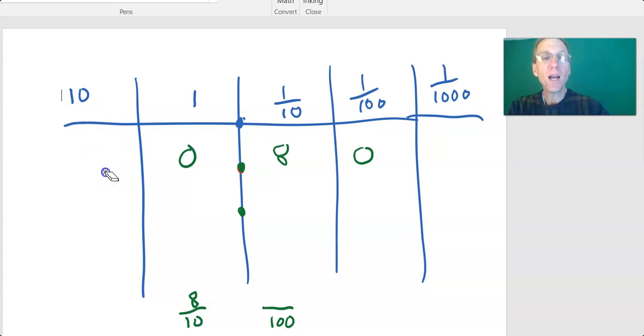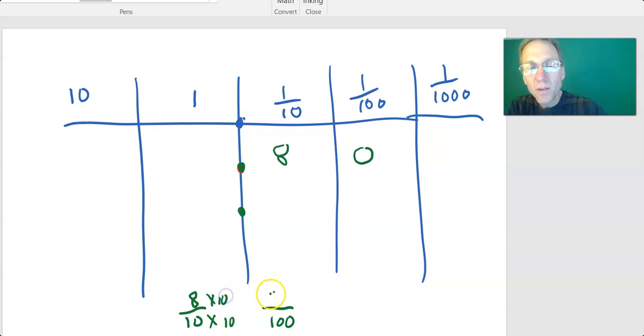But here, I haven't really changed the value. I don't know if you noticed that, but it's still really 8. I have 8/10, 0 hundredths. But I can also think of it as 80/100. Here's the fraction part down here. 10 times what is 100? So times 10, and that proves it right there. Okay, so far so good.